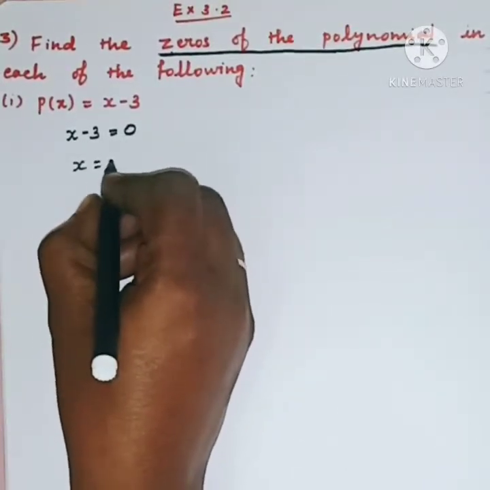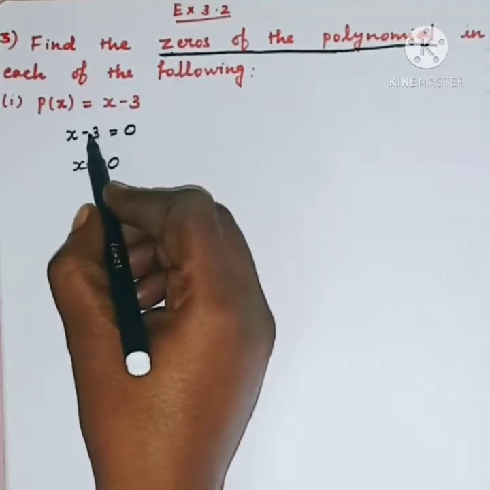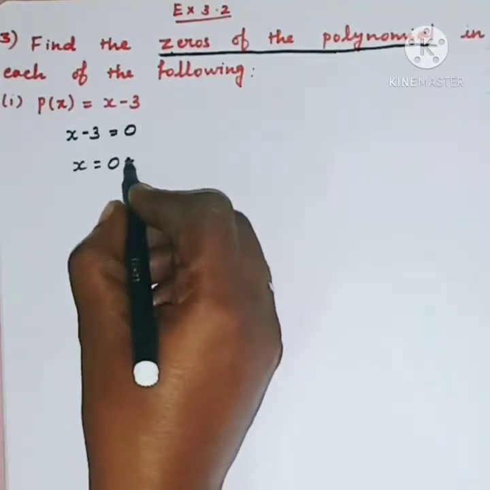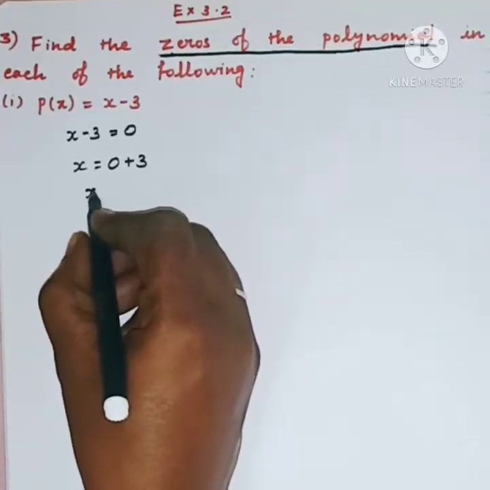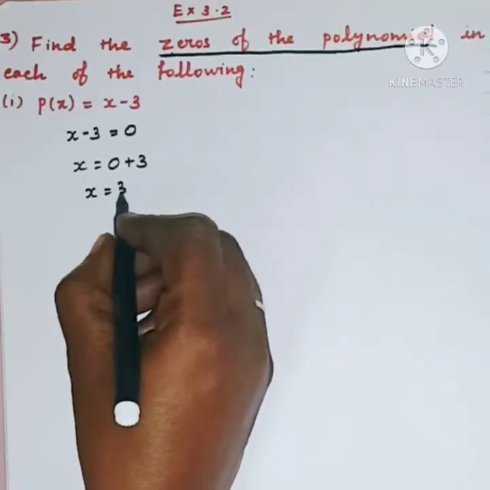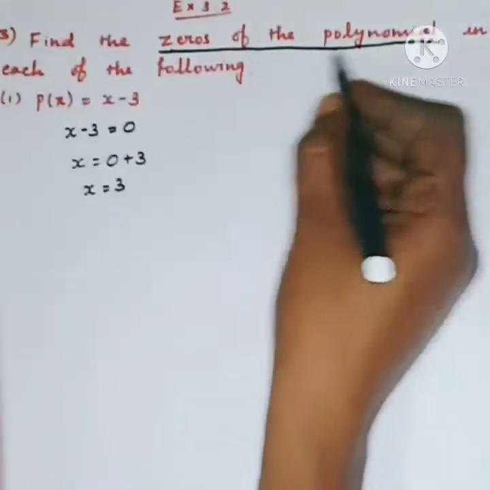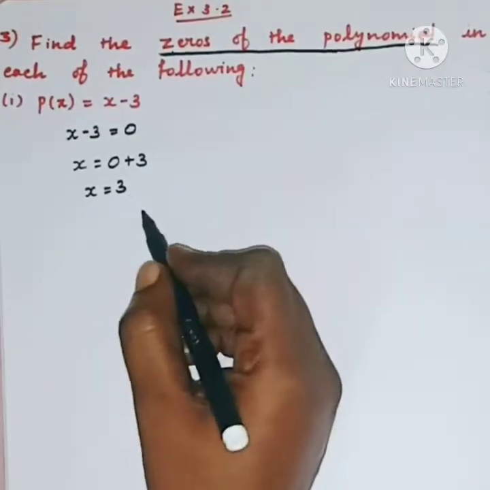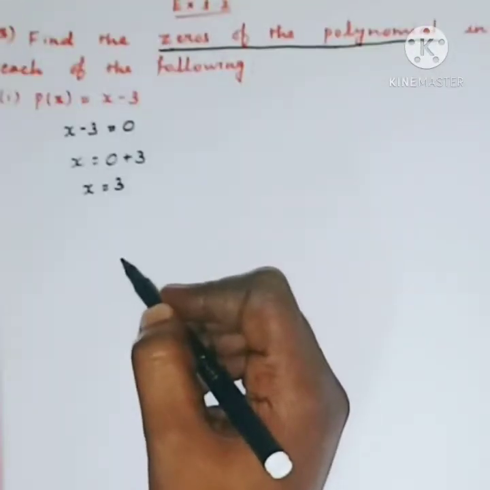So x is equal to 0, this minus 3 will become plus 3. So x is equal to 0 plus 3, which is 3. So 3 is the zero of the polynomial. This is the answer for this sum.